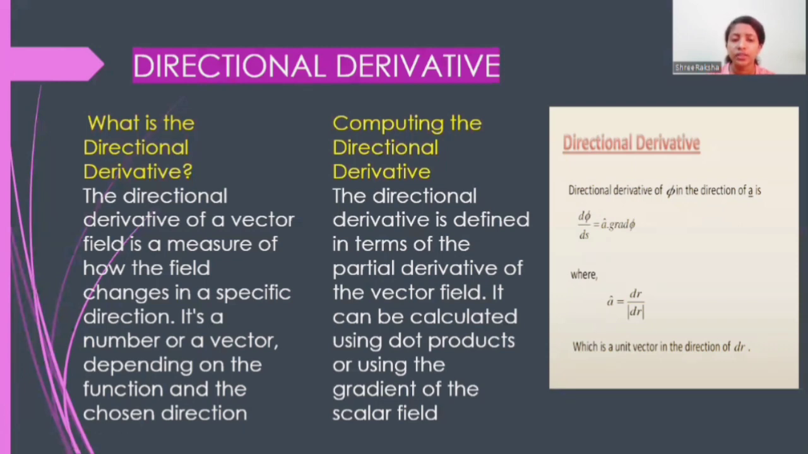Next one is directional derivative. What is directional derivative? The directional derivative of a vector field is the measure of how the field changes in a specific direction. It is a number or a vector depending on the function and the direction chosen. The directional derivative is defined in terms of partial derivatives.